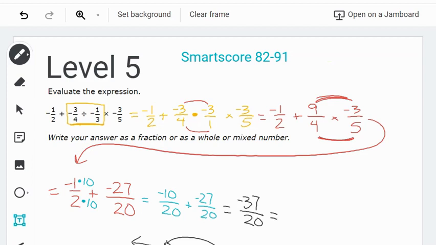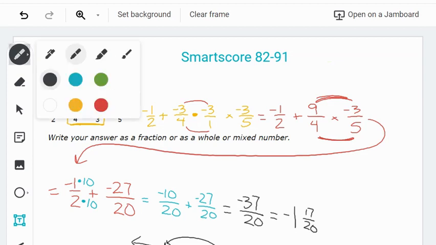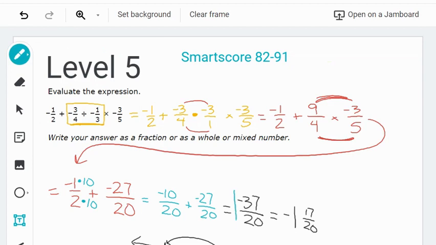So in this problem, you could leave it like that or make it a mixed number. 20 goes into negative 37 negative 1 whole times. And when you do that, there'd be 17 left over. So 17 out of 20. So either of those answers are acceptable. No reducing needed on that one.